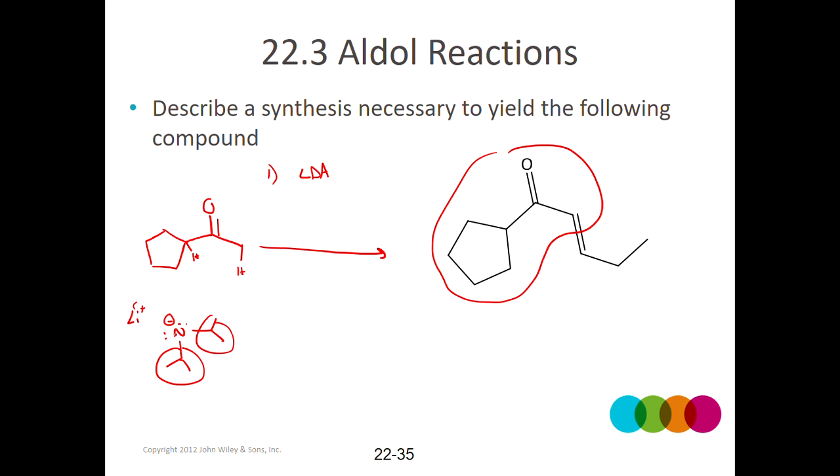So with the LDA, the point of it is that it's strong enough to convert all of this into an enolate, but it's also sterically hindered, so I can predict that the enolate will occur on the less sterically hindered alpha side. So that'll give me this enolate. That's going to be the result of the first step.